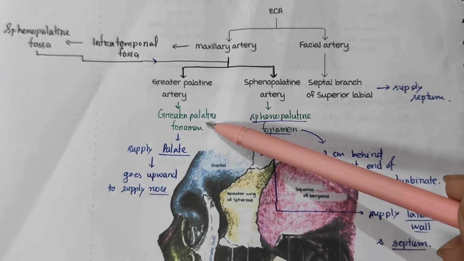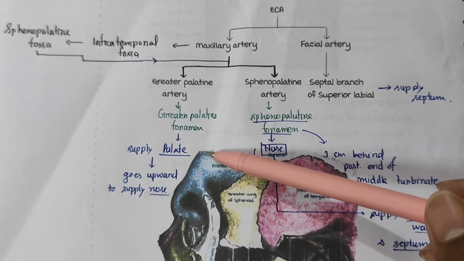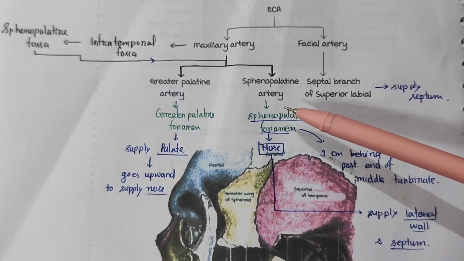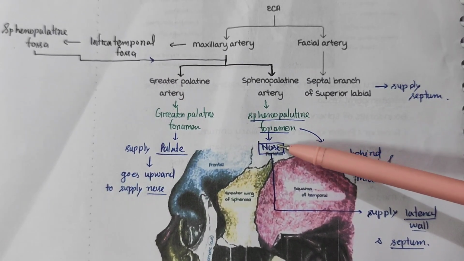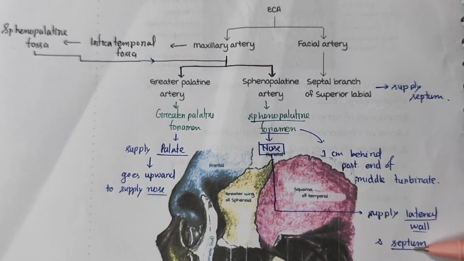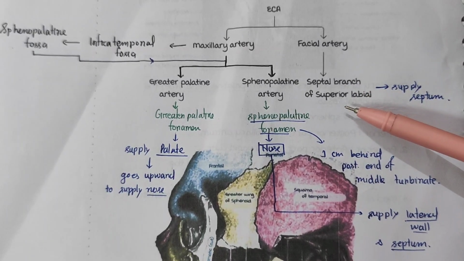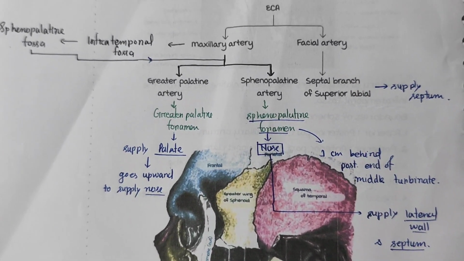The greater palatine artery passes through the greater palatine foramen and supplies the palate and goes upward to supply the nose. Then the sphenopalatine artery goes to the sphenopalatine foramen and supplies the nose. It mainly supplies the lateral wall and the septum. Again the facial artery, which gives the septal branch of the superior labial artery, supplies mainly the septum.